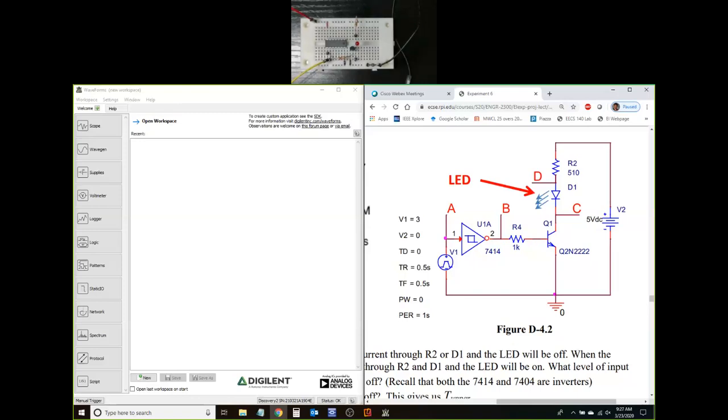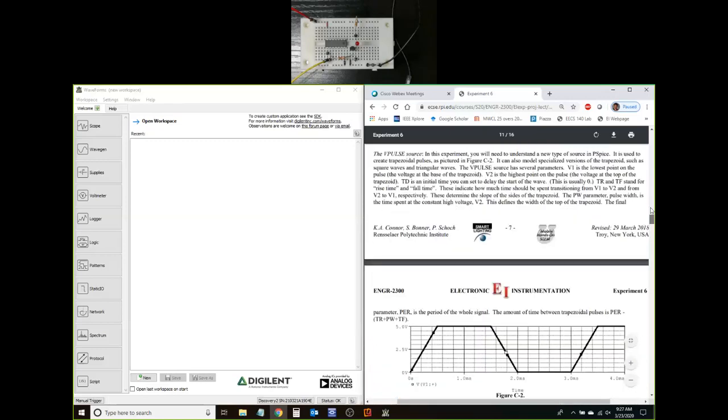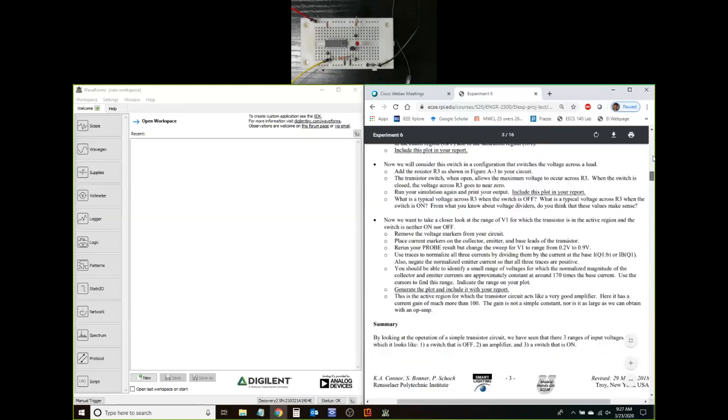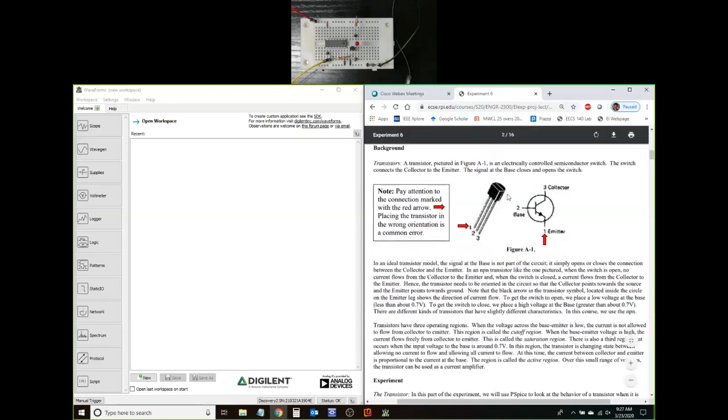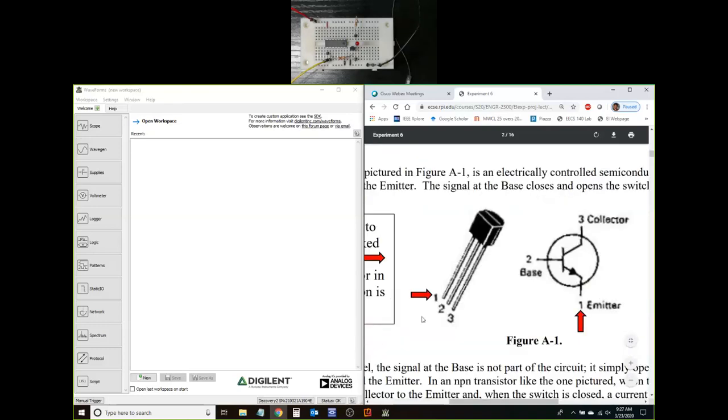How do you know which side is the collector versus emitter? Very good question. If you go back to the experiment write-up and scroll all the way up to page 2, that sketch, figure A1, shows that if you are facing the flat side of the transistor, the leftmost pin is going to be pin number 1, which should be the emitter. The middle pin is always the base, and pin number 3, the rightmost pin, should be the collector.